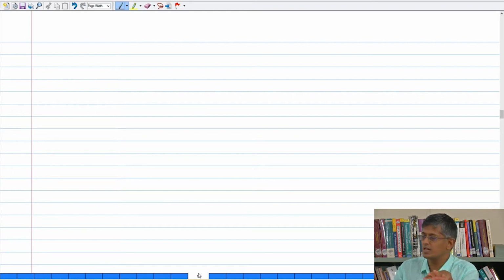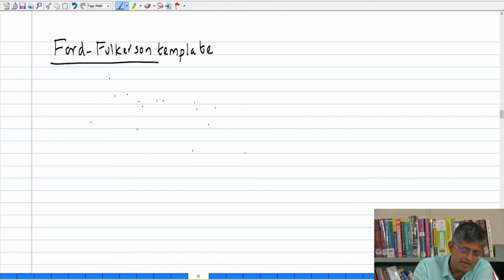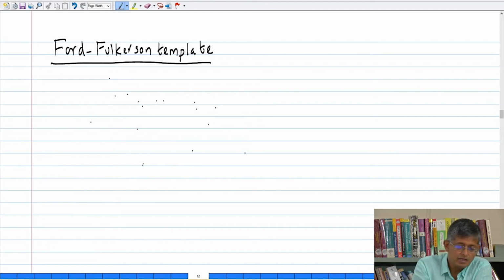But there are examples that you can come up with where you can have a lot of mysterious behavior. To avoid them, it's important to follow the template as I am going to present now, and this template is called the Ford-Fulkerson template. So first I will present the template, and then we will do all the necessary formalization for arguing the correctness of this template. The template starts with f identically 0.